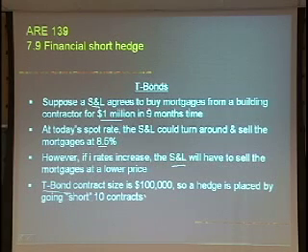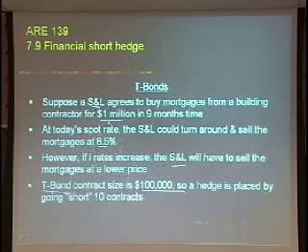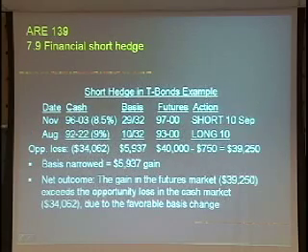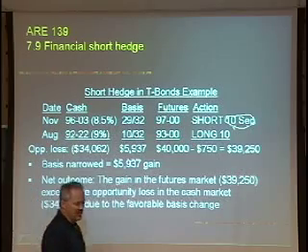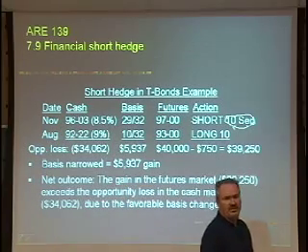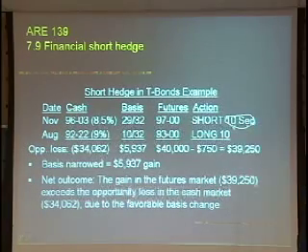You know the contract size in Chicago is $100,000. We have a $1 million instrument here. And so the S&L decides to go ahead and hedge. To do so, they would choose 10 contracts, because the contract size is $100,000 and the total exposure is the interest on $1 million. So you need 10. 10 times 100,000 is $1 million.